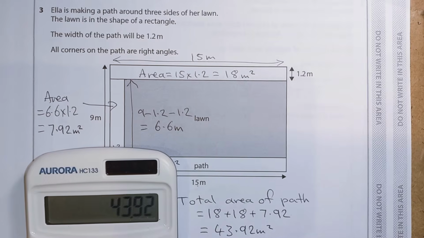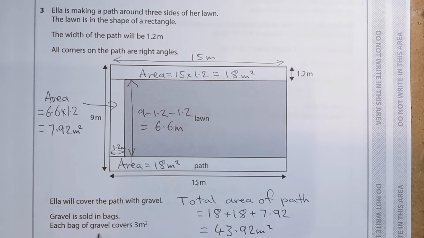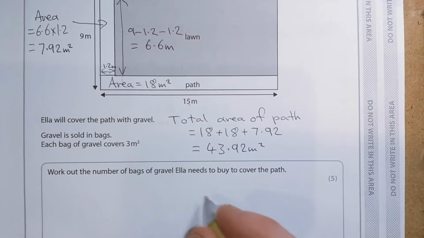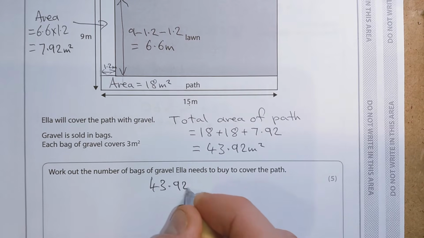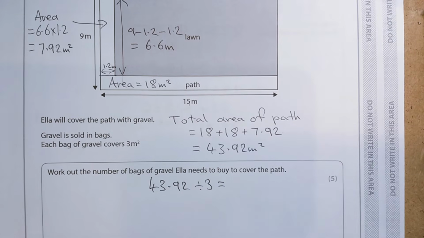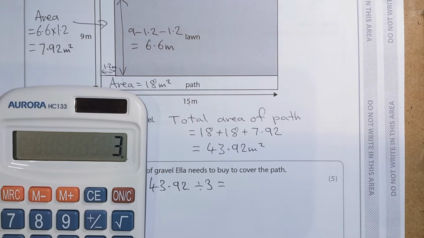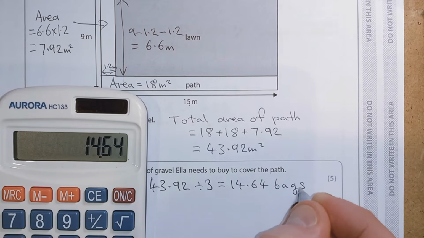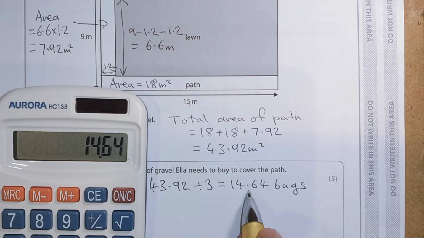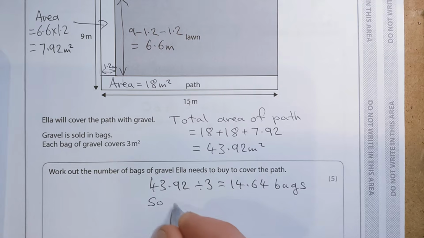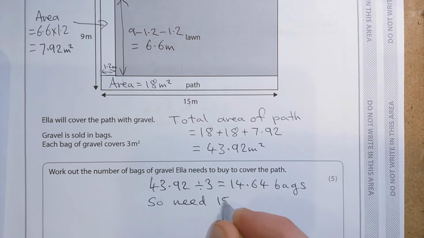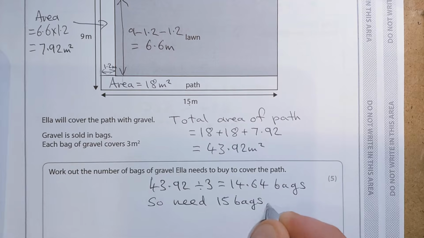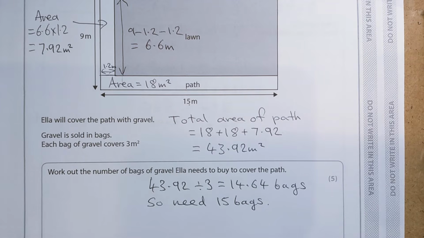So we get 43.92 metres squared. The gravel is sold in bags of 3 metres squared. So we want to divide that. So we're going to do our 43.92 divided by 3. That's going to tell us how many bags, which is 14.64 bags. You won't be able to buy 0.64 of a bag, so we're going to have to buy 15 bags, because 14 wouldn't be enough, so we have to go up to the next whole number.